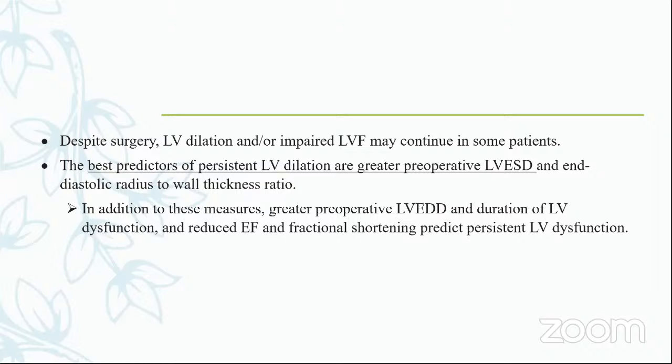However, in some patients, despite surgery, LV dilatation or impaired function may continue. The best predictor of persistent LV dilatation is a higher preoperative left ventricular end-systolic diameter. In addition to this, a greater pre-op left ventricular end-diastolic diameter, the duration of LV dysfunction, and the reduced ejection fraction can also predict the persistence of LV dysfunction.